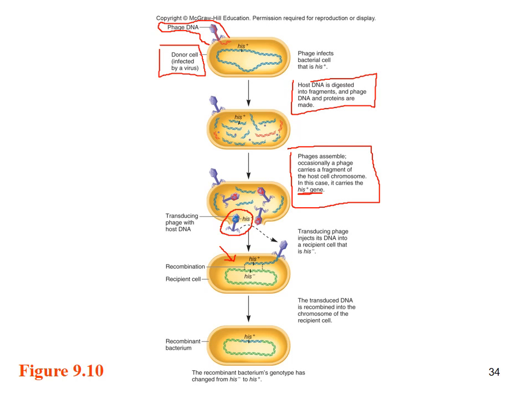So the transducing phage will then inject its DNA into another recipient cell. And as it does so, we have a chance of doing recombination. Recombination basically means that the transduced DNA, the DNA that was introduced through the viral model, is able to be integrated into the recipient cell, allowing you to generate a recombinant bacteria that in this case has a new allele, the ability to synthesize histidine.